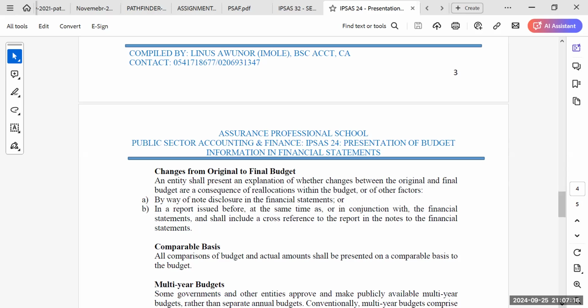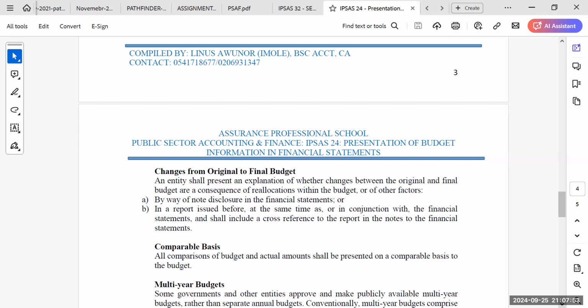Okay, changes from original budget to final budget. The entity shall present an explanation of whether changes between the original and final budget are consequences of reallocation within the budget or of other factors. So if there is any change in the original budget that has now been given as a final budget, okay, we have an original budget, that is a budget that has been prepared, but after certain allocations and certain things, we now have the final budget.